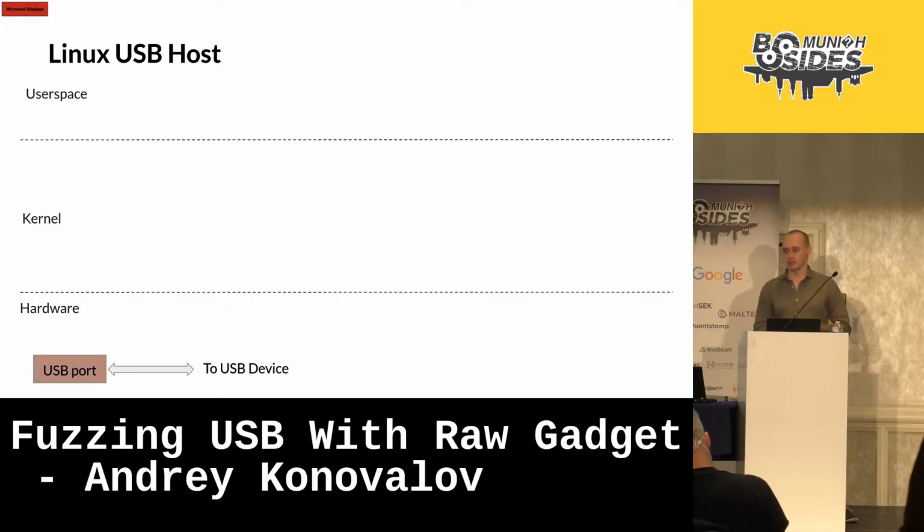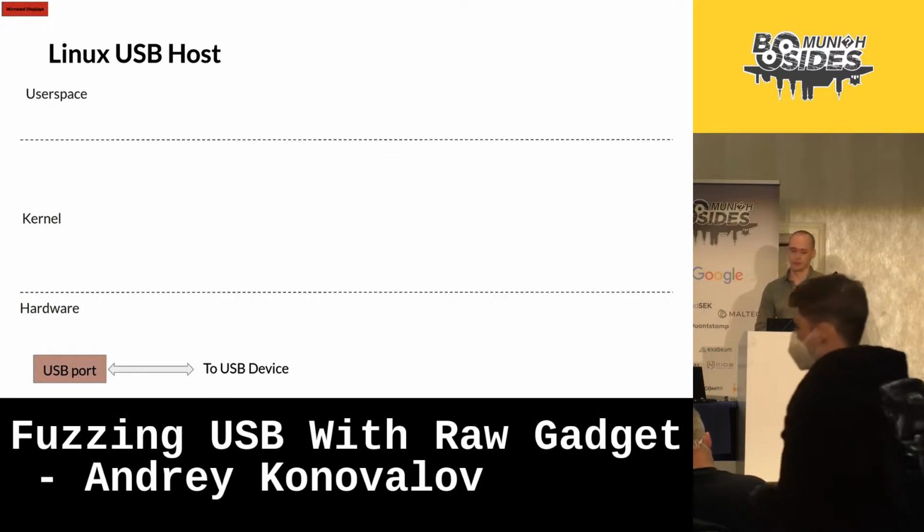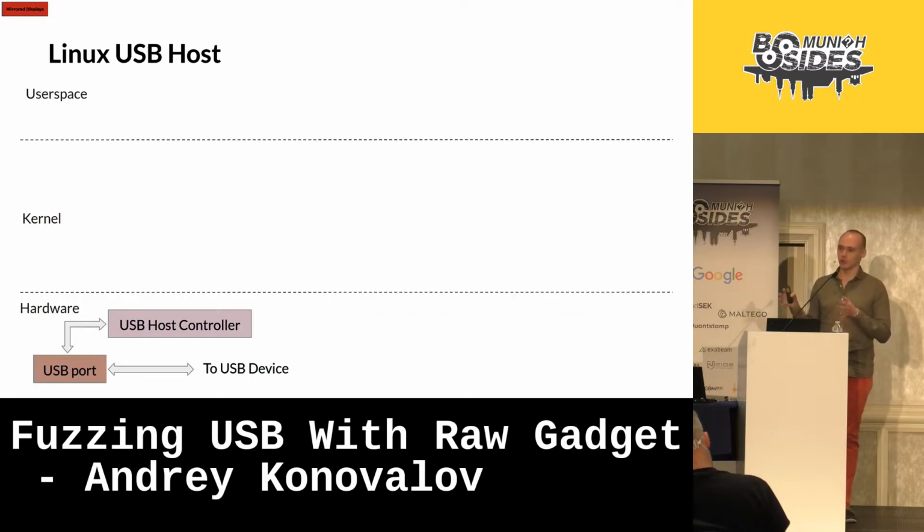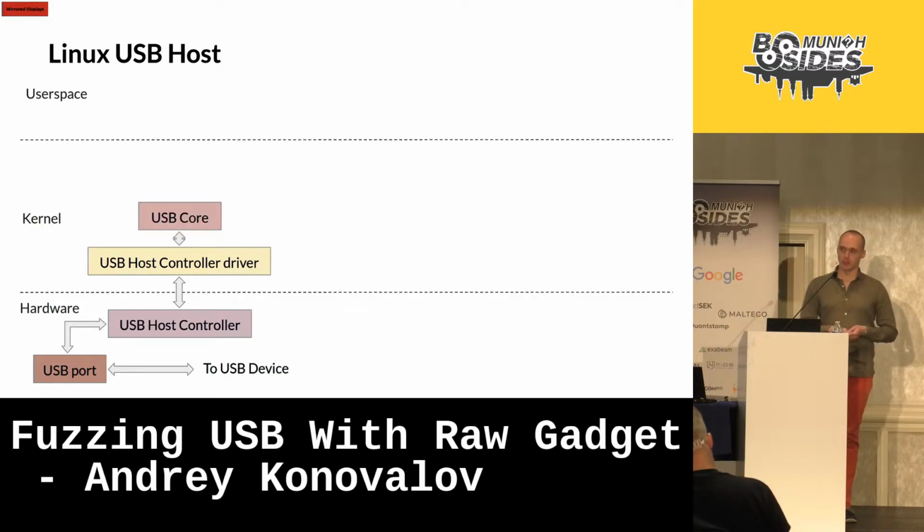So every Linux host device has a USB port. And this port is physically connected to a piece of hardware that's called the USB host controller. This host controller knows how to communicate over the USB wire. And since each hardware device in Linux is supposed to have its own driver, the host controller also has a driver in the kernel. Then this host controller driver is connected to an abstraction layer called USB core.